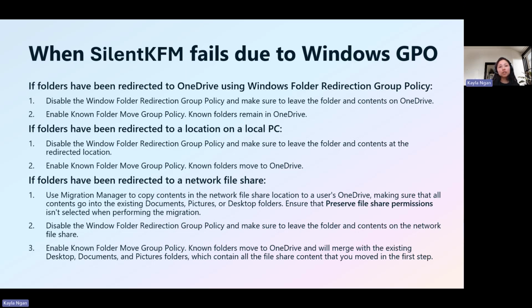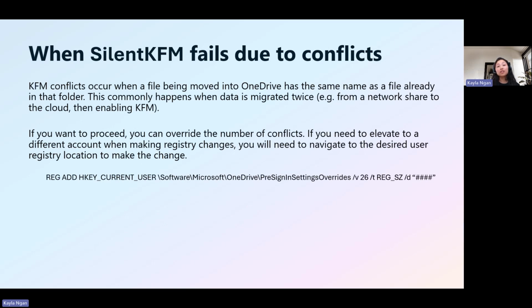And then another issue we do see is silent KFM failing due to conflicts. So again, conflicts typically occur when a file has been moved into OneDrive, has the same file name as something that's already been moved. So typically when you've migrated data twice, such as from a network share to the cloud and then enabling KFM. If you want to just proceed and override the number of conflicts that are allowed, I believe by default, it's set to 100. If you said, hey, I'm fine with 2000, whatever that number is, you can go in, change this reg key, and then go try KFM again.